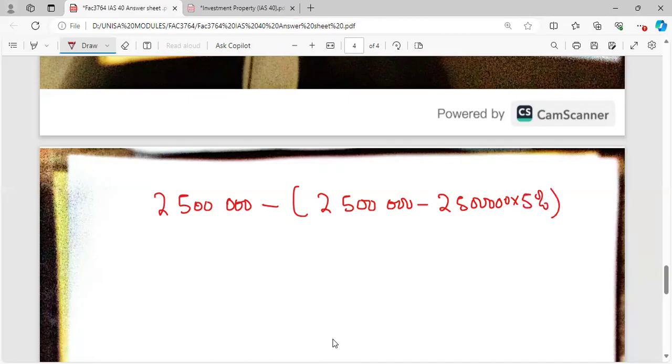Right. So that's the thing here. So which means we first need to get this. So the first one is this one. 5% is going to give us 125,000. Am I right? So you subtract 125,000 from 2,500,000. How much are we going to get?